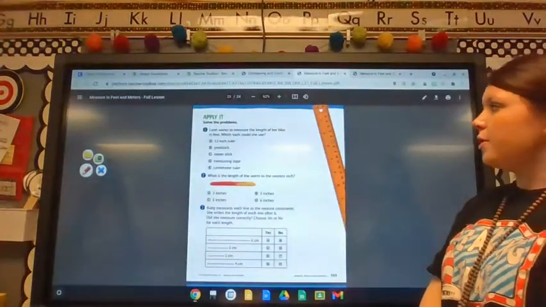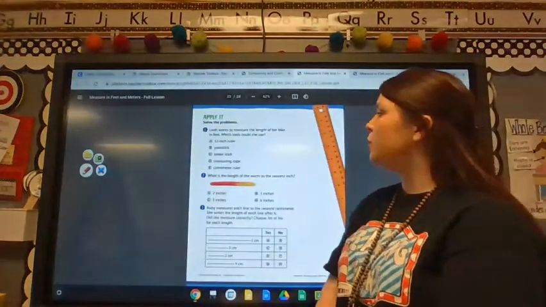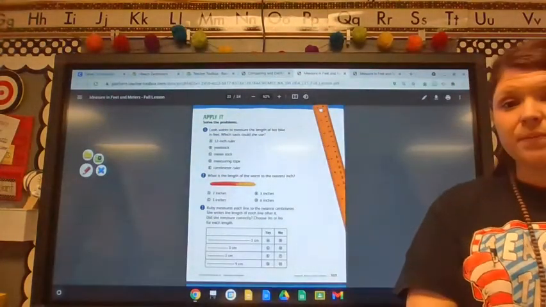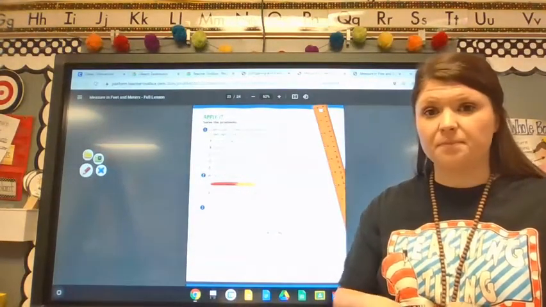Leah wants to measure the length of her bike in feet. Which tools could she use? All right, go ahead and answer that question. When you're done, pause the video to check.